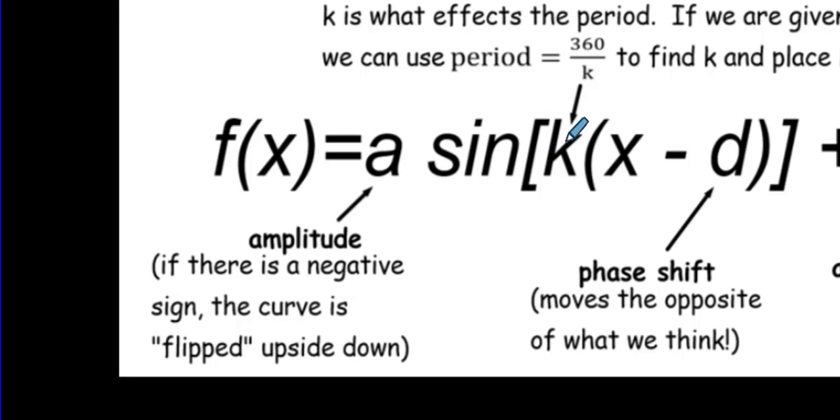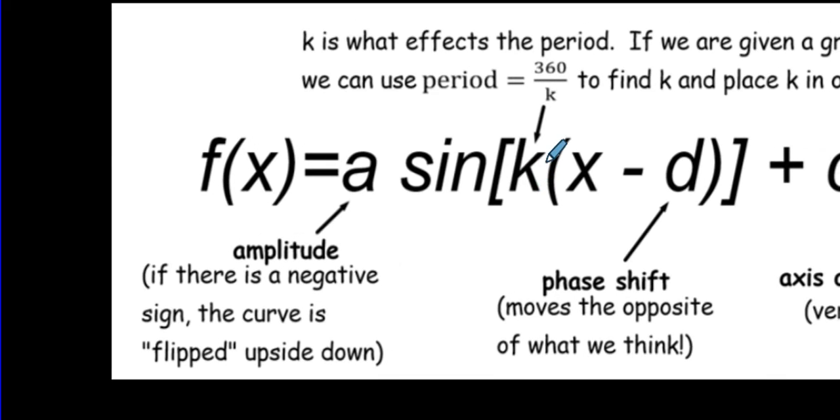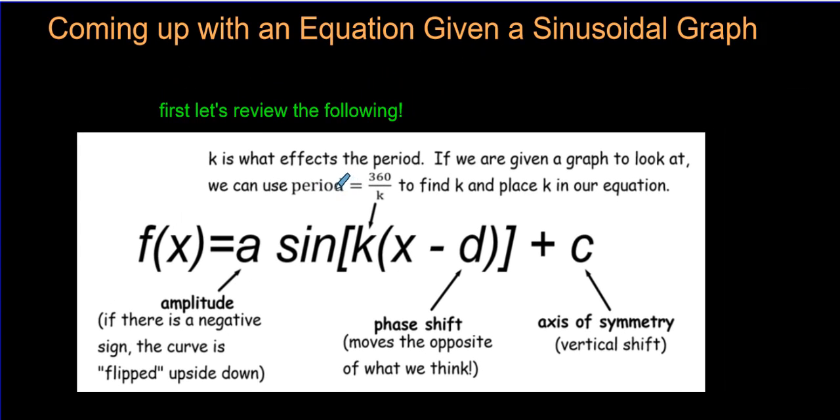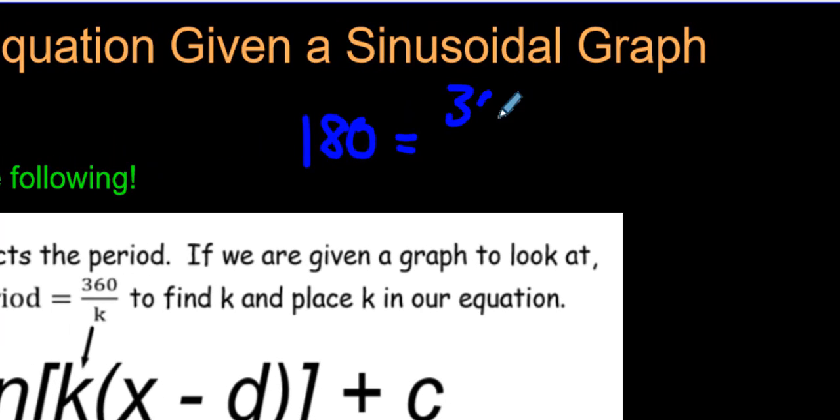Okay. Speaking of k, K is this value right here. Now that value relates to the period, and the way you do it is, well, here's that formula we learned in the last video. Period equals 360 degrees divided by k. K is the number or the value that goes right here. So if we're looking at a graph and we see that the period is 180 degrees, all we have to do is go 360 divided by k. The value for k will be whatever k is when we solve for it here.